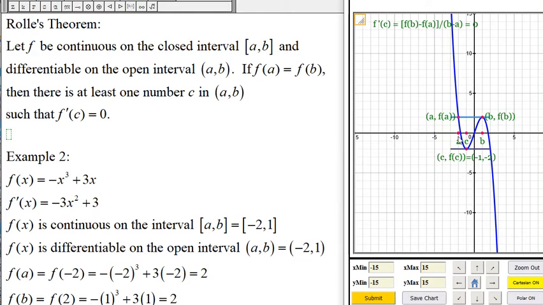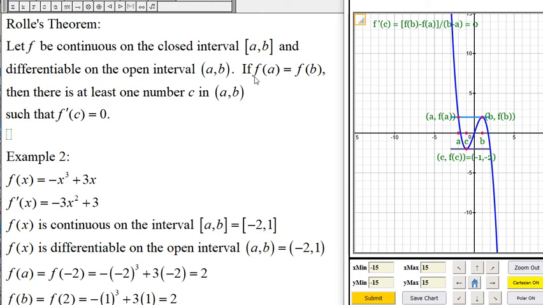If we look at the interval from negative 2 to 1, so a is negative 2, b is 1, we see that the graph is continuous from a to b. And so the function is continuous on the closed interval from negative 2 to 1. And the derivative here also exists for every x in the open interval from negative 2 to 1. And therefore the function is differentiable on the open interval from negative 2 to 1.